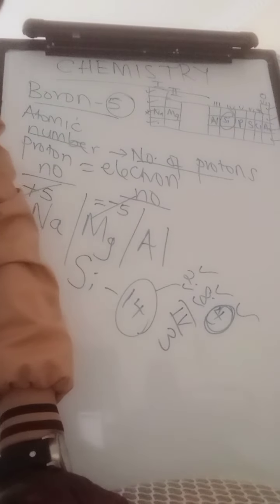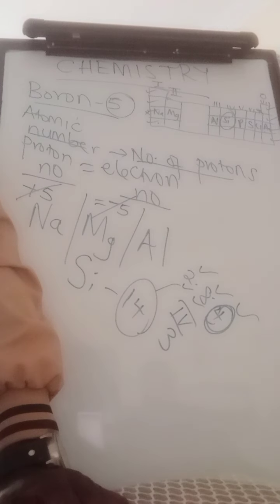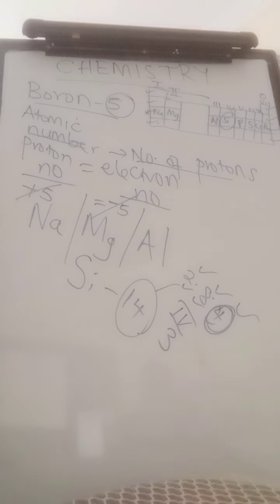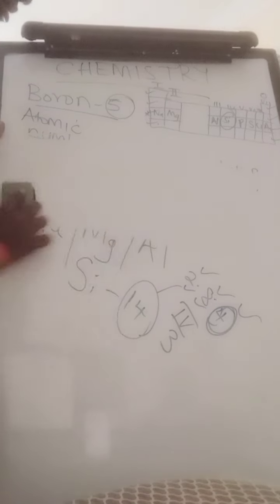Okay, so something else they're saying, identify the element whose atoms have the electronic configuration 2, 5. The electronic configuration 2, 5. That is very simple, isn't it?